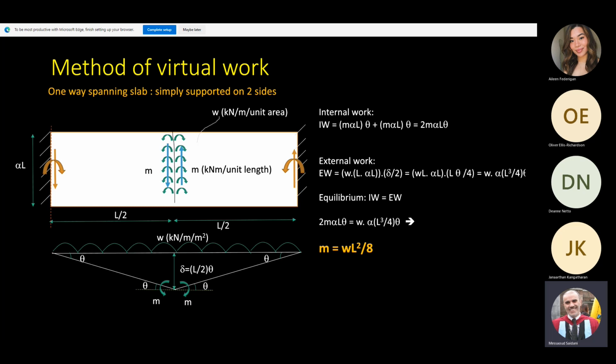Do you want a break? Because we are going to do a 2D slab now, two-way spanning. Do you want a break? Okay. Any questions on this first one? No? Okay.